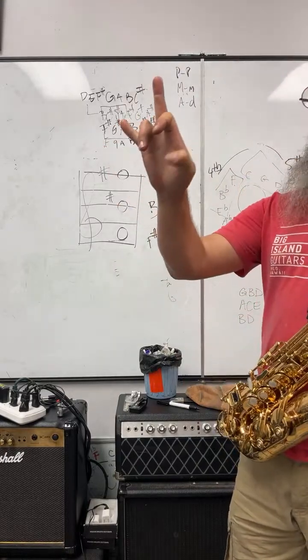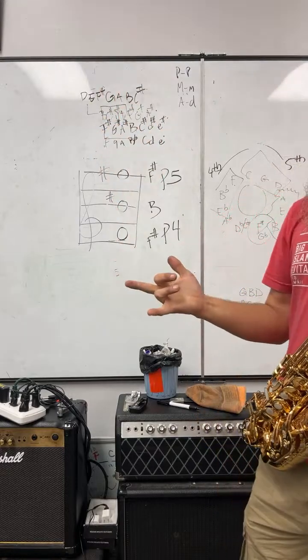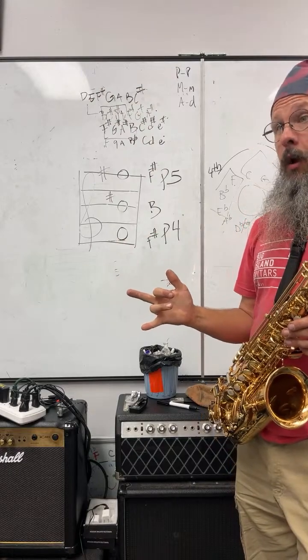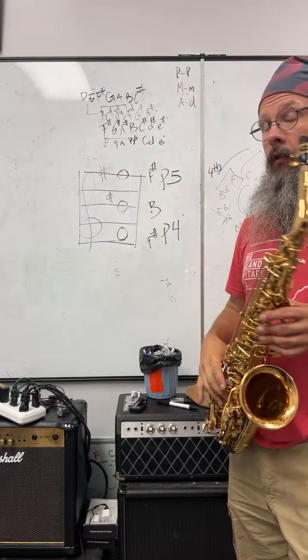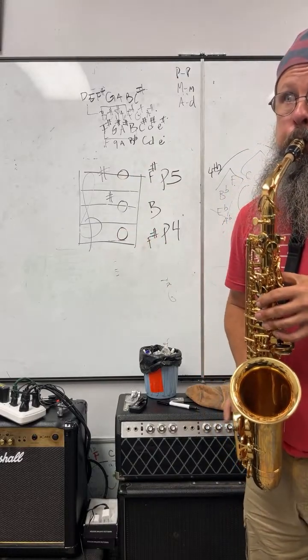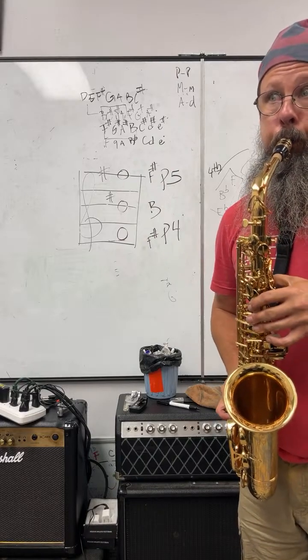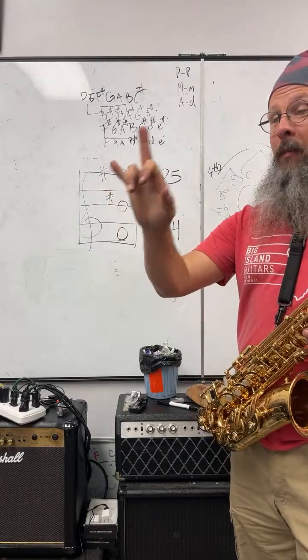What is in the middle of B and F sharp? What's the median? What's the third? What determines major or minor? D. You betcha. So D sharp is going to be the major. D is going to be the minor. So you can choose. And right there, you've just been able to determine between major and minor.